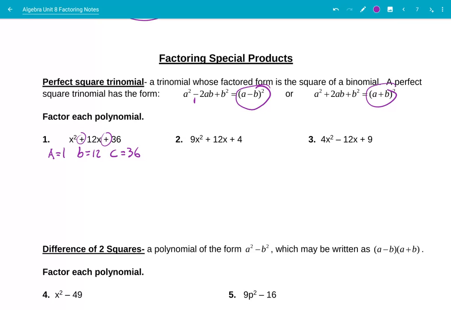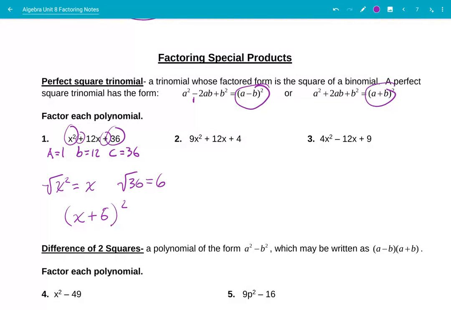We are going to factor this, and all we need to do is really just find the square roots of the first term and the second term. So the square root of x squared, well, that's just x. And then the square root of 36, you can pop that in your calculator if you want, but that's 6. So here's the answer. X plus 6 squared. That's it. That's all there is. So let's try another one.